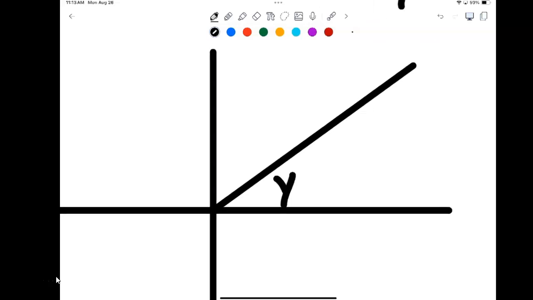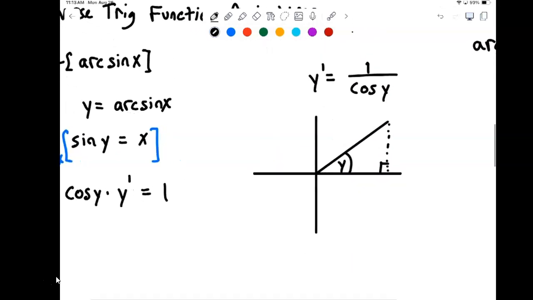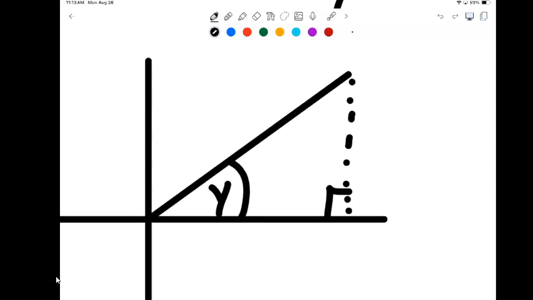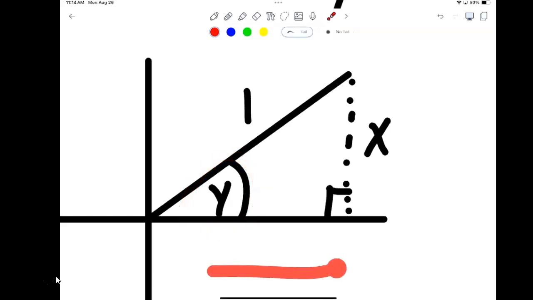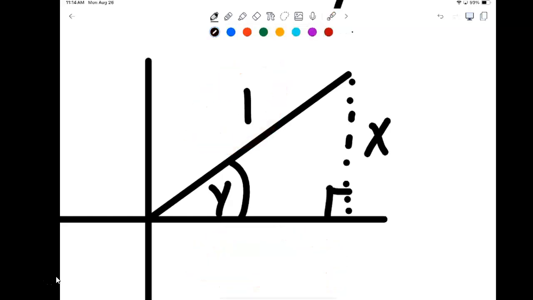So this is my angle y, and we know sine of y is equal to x. Using my reference right triangle for the angle y, sine of y is equal to x. Sine is opposite over hypotenuse, so this will be x over 1. Now we know two sides of my right triangle. To compute cosine of y, I would need the adjacent side, and I would take the adjacent side over the hypotenuse. So we just need to figure out the adjacent side now.